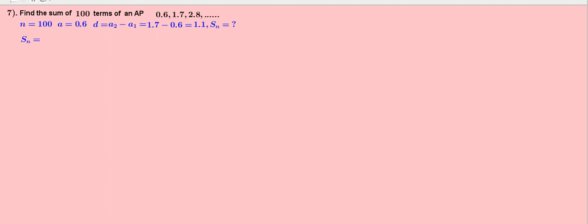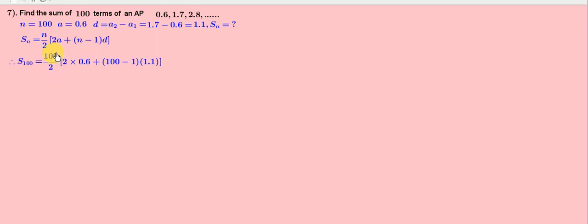We have to calculate sum of n terms, that is Sn. Formula Sn is equal to n by 2 into 2a plus n minus 1 into d. Substitute 100 for n, 0.6 for a, 1.1 for d. Therefore, S100 is equal to 100 by 2 into 2 into 0.6 plus 100 minus 1 into 1.1.